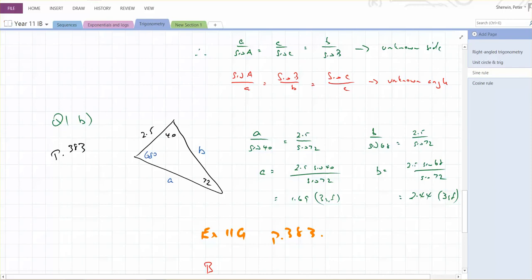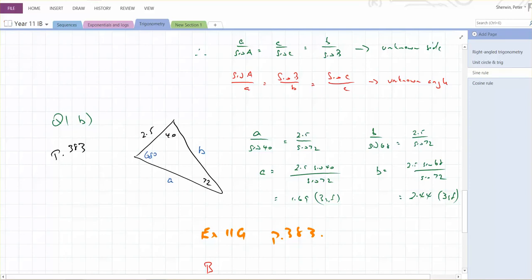Straight away I just use angle sum to find 68. The task is, we've got three pieces of information, and we want to find the other three bits of information for this triangle. The first one straight away is 68 degrees there, because the angle sum of the triangle is 180. Once we have that, we can use the sine rule to find A and B.